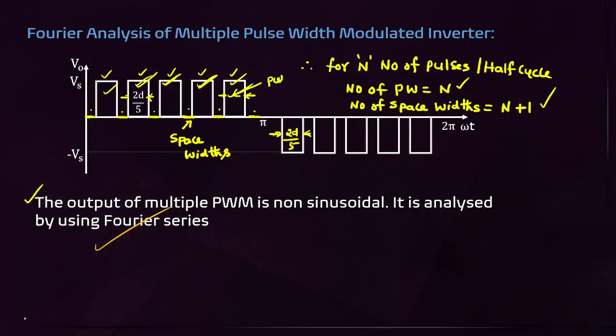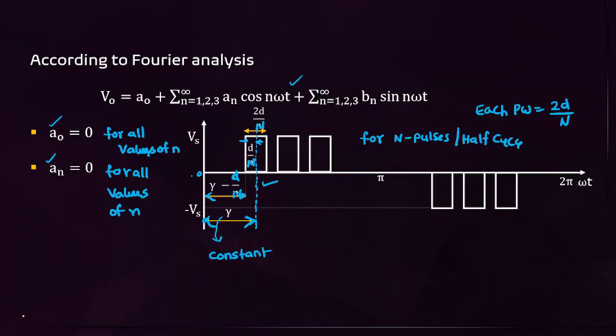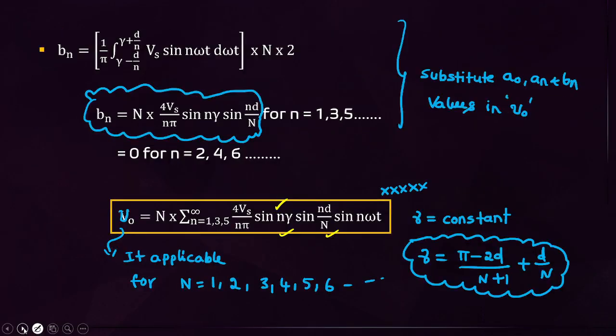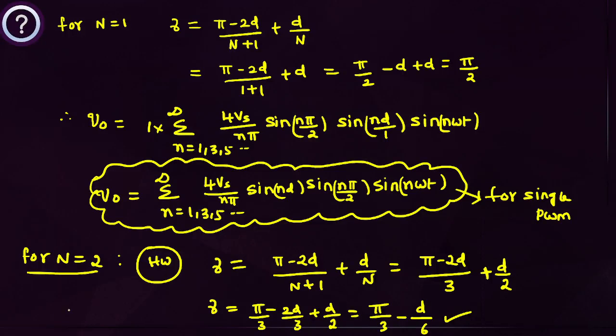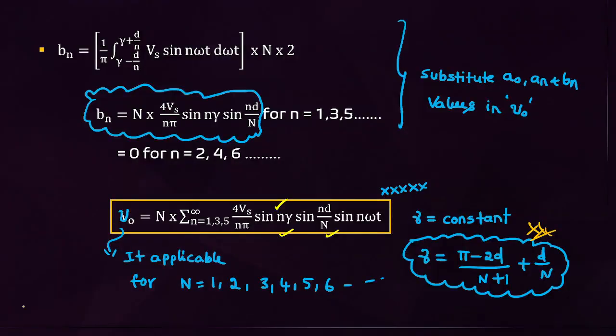Then what is the Fourier analysis of the multiple PWM technique? These formulas are not that important. Mainly concentrate on the gamma formula. Gamma equals pi minus 2d by n plus 1 plus d by n. This is constant. This is for single PWM. This is the Fourier analysis for any number of pulses.